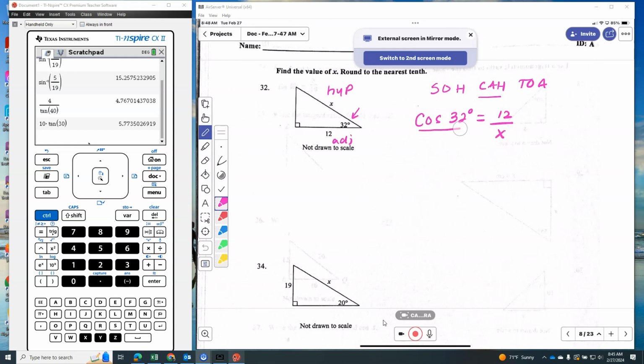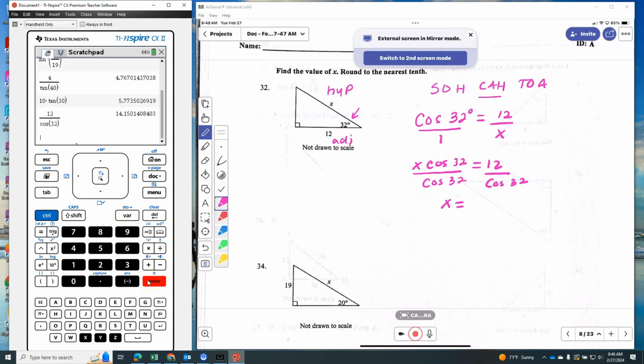So now you make these into two fractions by putting a 1 here. And just like you did in solving proportions, you're going to multiply 1 times 12, which is 12. And then you multiply x times the cosine of 32. So you're going to divide by the cosine of 32, and that will give you the length to the nearest tenth. So you have 12 divided by cosine of 32. And that's going to be 14.15.